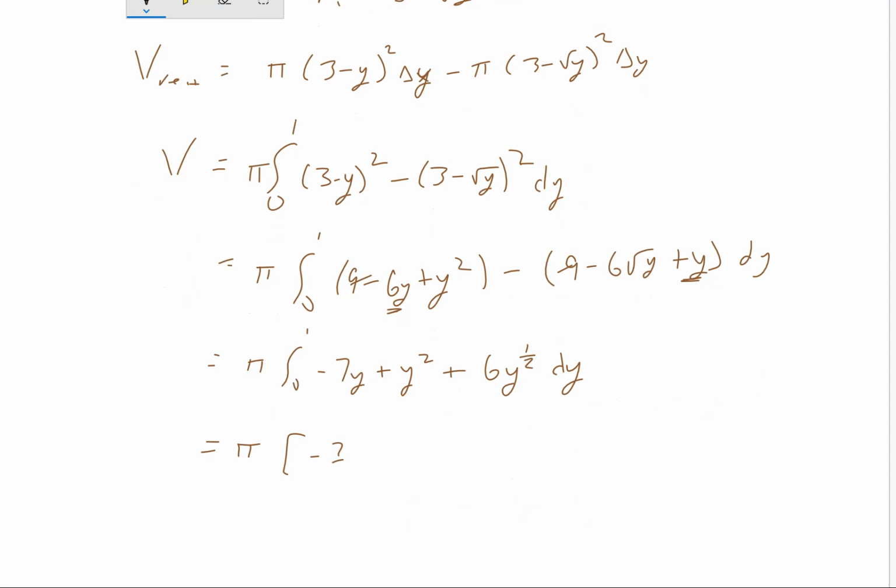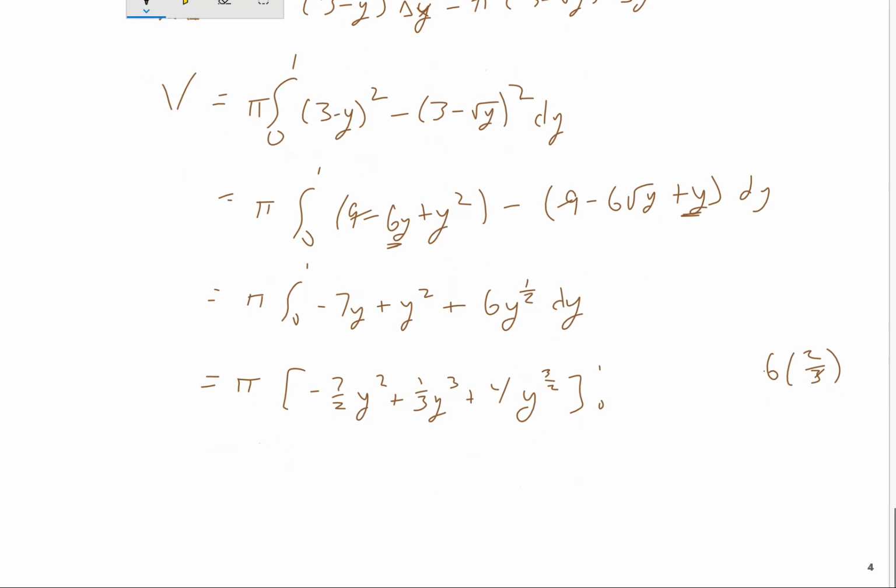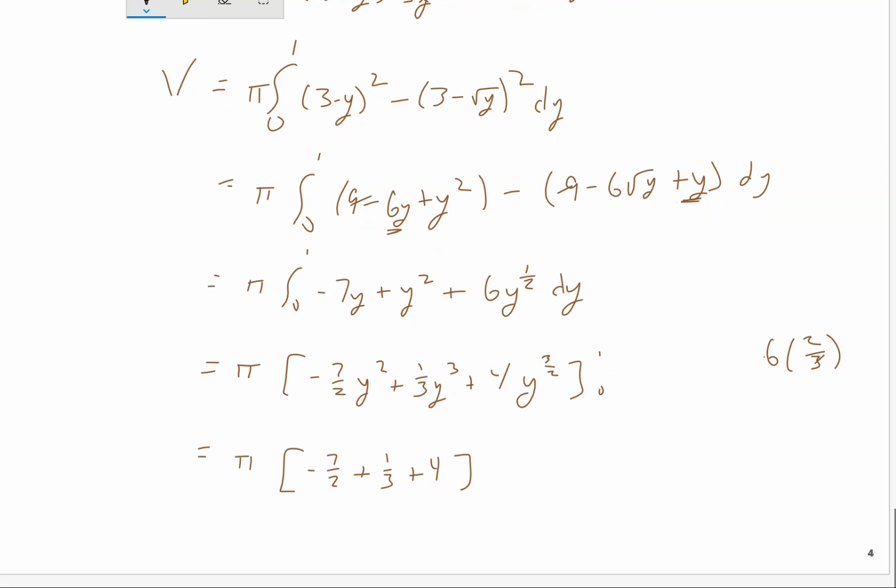Alright, so that's negative 7/2 y squared plus 1/3 y cubed plus, alright, so this is going to be y to the 3/2. And then we're going to have 6 times 2/3. And that'll be 4. And we'll evaluate that from 0 to 1. And so that's negative 7/2 plus 1/3 plus 4 minus the 0, of course, we're going to get there at the end.